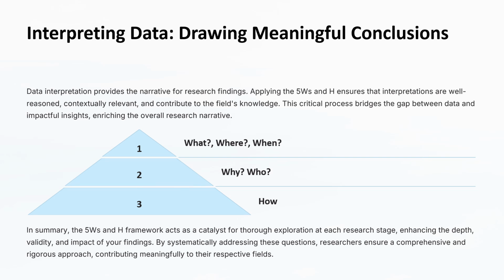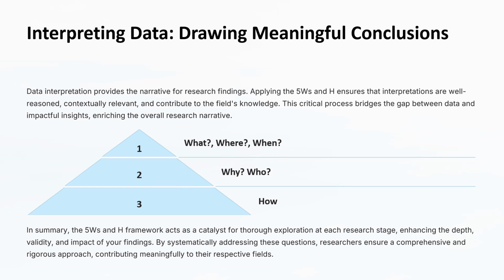In summary, the 5 W's and H framework acts as a catalyst for thorough exploration at each research stage, enhancing the depth, validity, and impact of your findings. By systematically addressing these questions, researchers ensure a comprehensive and rigorous approach, contributing meaningfully to their respective fields. Okay, I think we are still together.